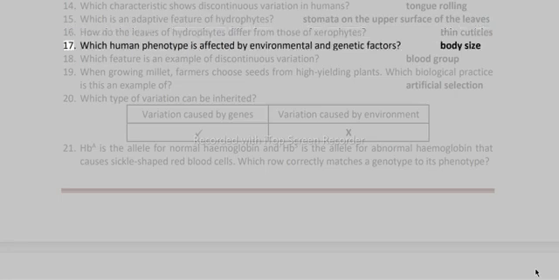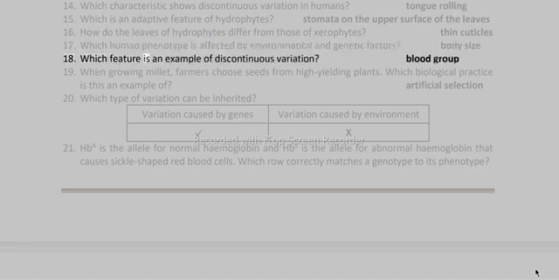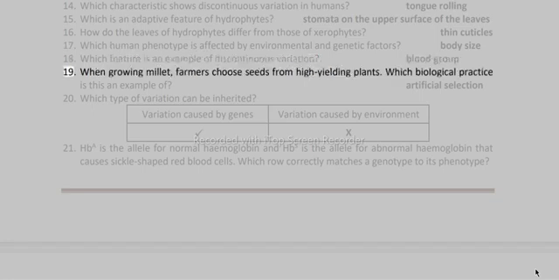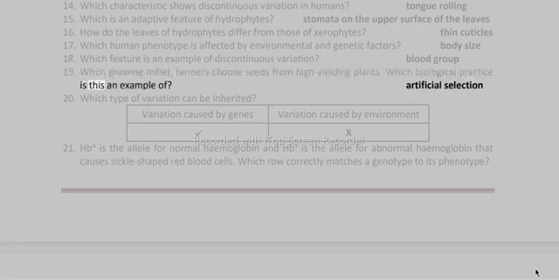Thin cuticles. 17. Which human phenotype is affected by environmental and genetic factors? Body size. 18. Which feature is an example of discontinuous variation? Blood group. 19. When growing millet, farmers choose seeds from high-yielding plants. Which biological practice is this an example of? Artificial selection. 20. Which type of variation can be inherited? Variation caused by genes, variation caused by environment.